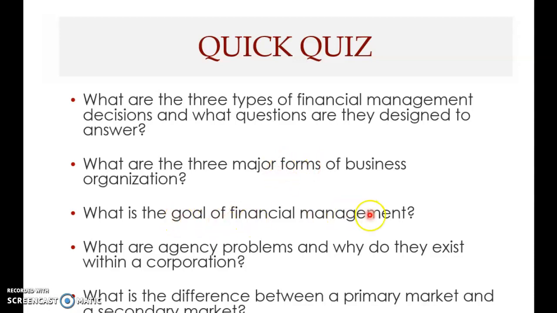What is the goal of financial management? Generally, it is to maximize shareholders' wealth, or owners' equity. Agency problem is when you have the separation of ownership and control.